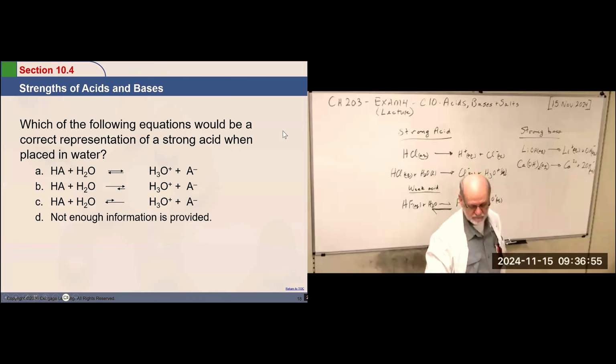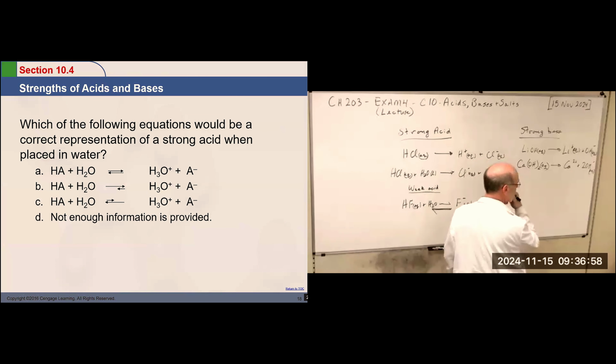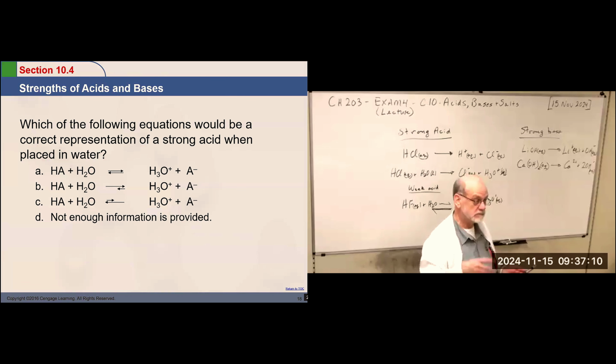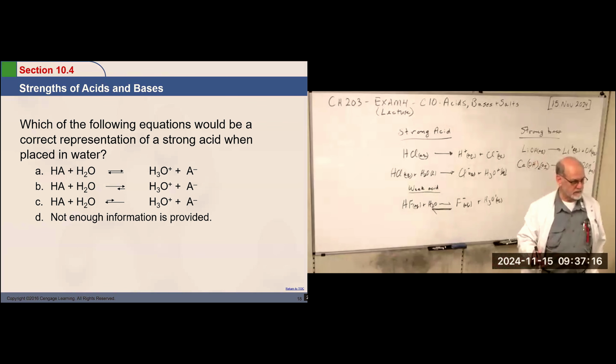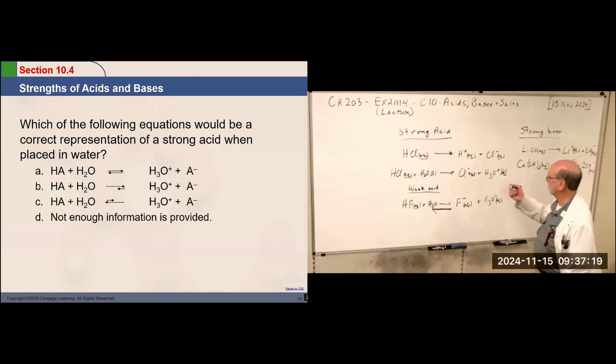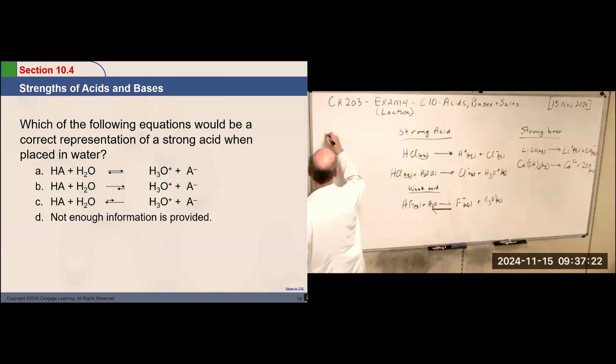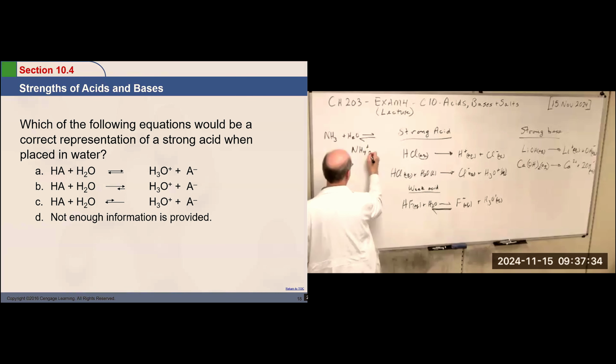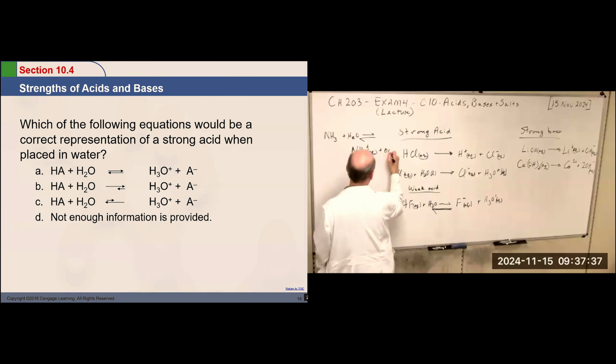Weak bases. Ammonia is a weak base, right? Ammonia dissolved in water only partially goes to the basic side. So we get most of it back over here, and that produces the ammonium ion and the hydroxyl ion.